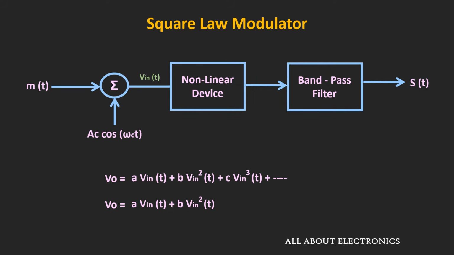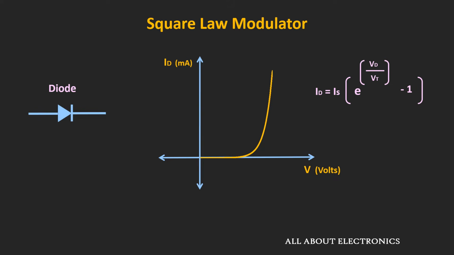But now let us understand how this modulated output is generated. As I mentioned, even a diode or transistor can act as a nonlinear device, because if you are aware, the diode has a nonlinear VI characteristic, and the nonlinear relationship between the current and the voltage can be given by this Shockley's equation. Although the diode has this exponential characteristic, during a certain region of operation, it behaves like a square law device.